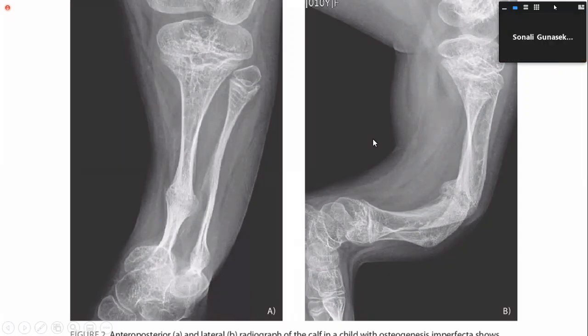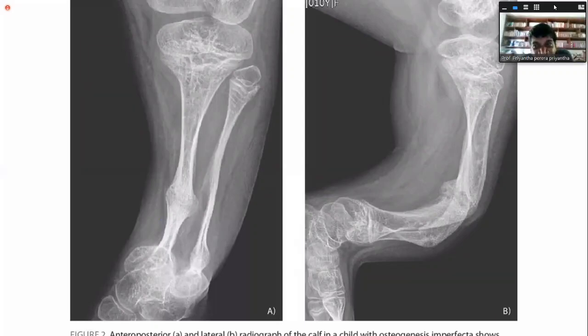So can you please explain about the bone age? Sorry? Can you please explain about the bone age calculation?